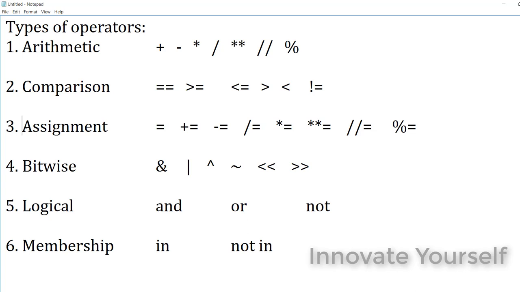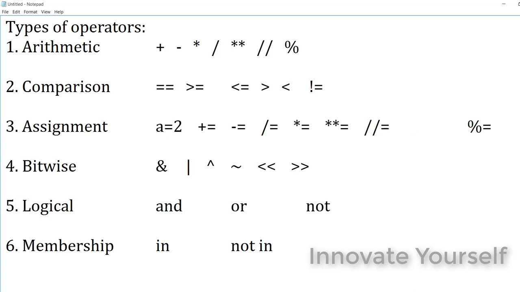Similarly, we have the third type of operators, which is the assignment operator. This type of operator is used to assign some value to a variable. Like I want to assign the value 2, so I will write a equals to 2. It means I'm assigning a value to my variable. In this way, I can use this equals to operator.